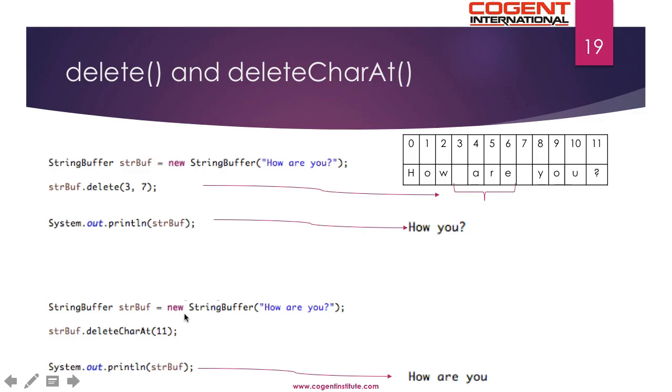In the next example, we again have the StringBuffer object created by passing in the string literal "how are you?", which is assigned to strbuff reference variable of type StringBuffer. And when we invoke the deleteCharAt method on this reference variable by passing in the location of the character that needs to be deleted, which in this case is 11. So that means the question mark, which is at index 11, needs to be deleted. So the output is "how are you" without the question mark.